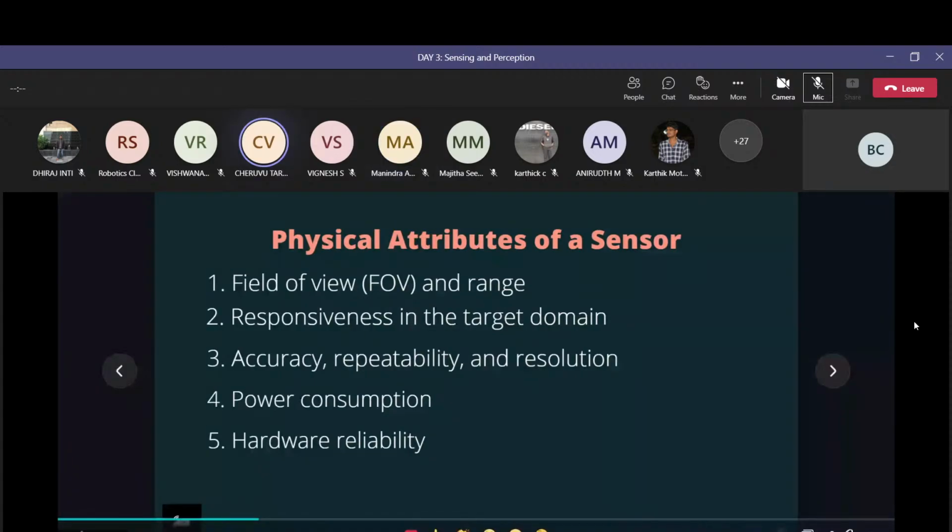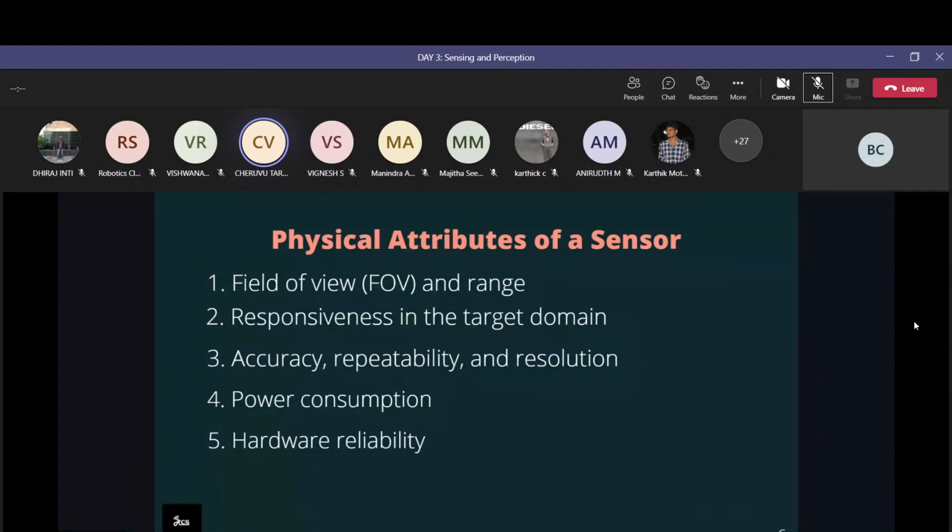Okay, thank you. Physical attributes of a sensor. The first one is field of view. What is this field of view? Whenever you're designing a sensor, you have to follow all these basic physical attributes so that your sensor will be an appropriate sensor.